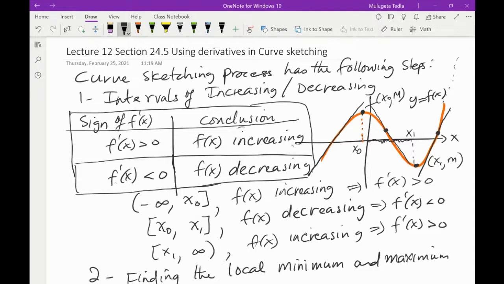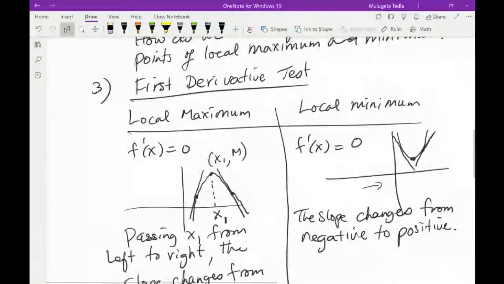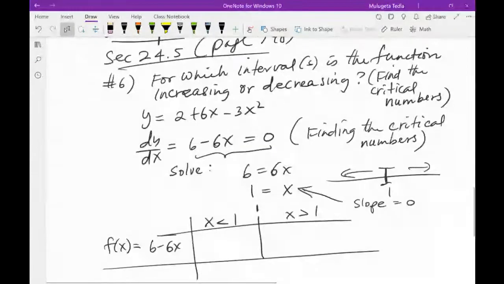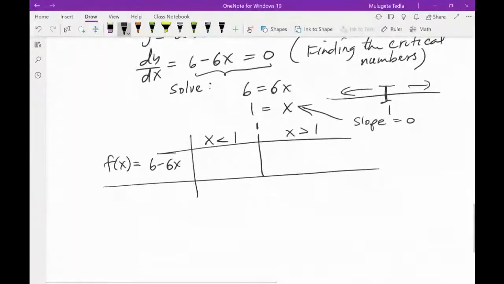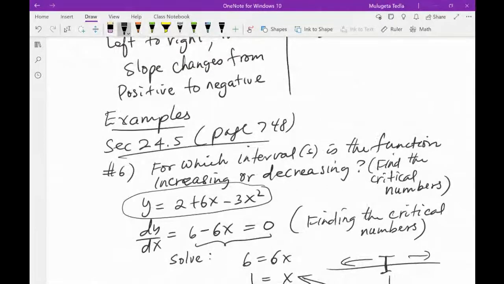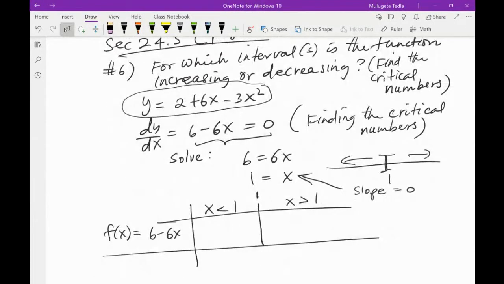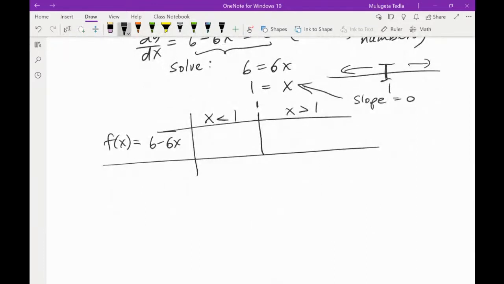There is no way that we can have another turning point, because setting the derivative equal to 0 would have given us another point if another turning point existed. In this case, this is a parabola, so there is only one turning point. That's why we got one critical number. So therefore, let's investigate if this one is a maximum point or a minimum point.